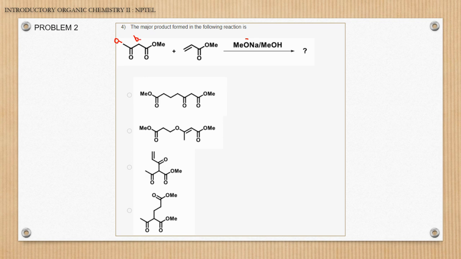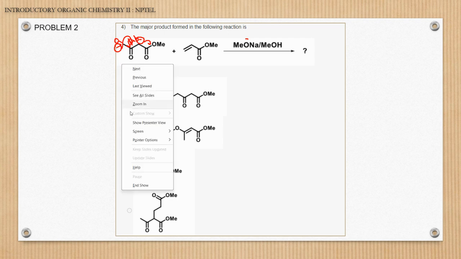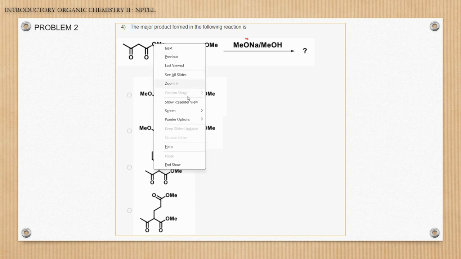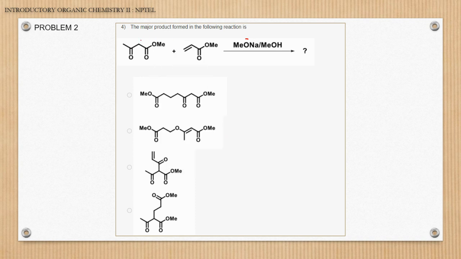Because after the abstraction of Hb protons, the carbanion which is generated at this position is in delocalization with both of these carbonyl compounds, which stabilizes this particular carbanion. But the carbanion generated at the other position is in conjugation with the carbonyl of the ketone only. So that is why additional stability is there for this active methylene compound, that is this methylene group. So in the presence of base, abstraction of this proton will take place, and then it will attack this particular alpha beta unsaturated ester.